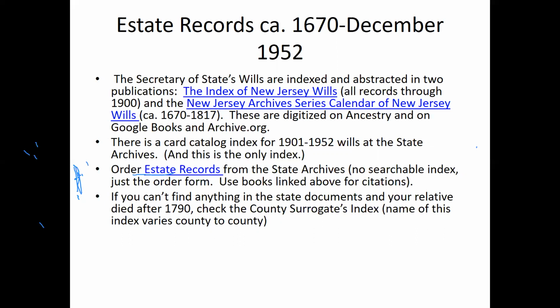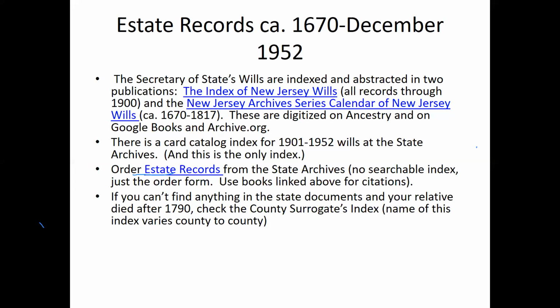If you can't find anything in these two state collections and your relative died in the late 18th century or later, every county in New Jersey has a surrogate's office. You can go to the surrogate's office, which manages all of the probated records for the particular county, and you can do an estate search there.